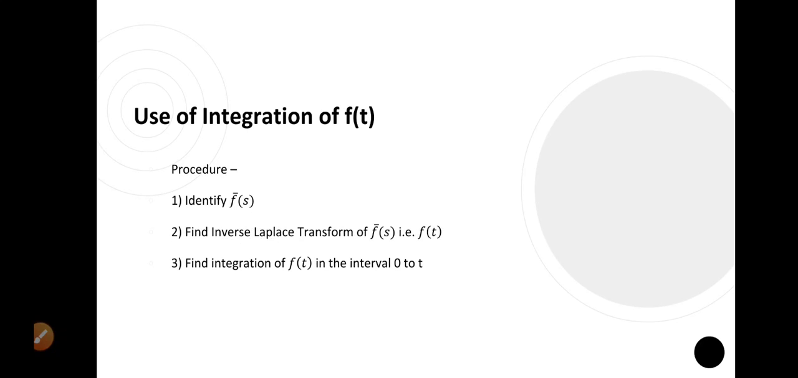So if there is 1 upon s, you have to take integration only once. If there is 1 upon s square, you have to integrate the function f of t 2 times. If it is 1 upon s cube, you have to integrate f of t 3 times. So we will see all these things in examples. Question will be same. Find the inverse Laplace transform of.